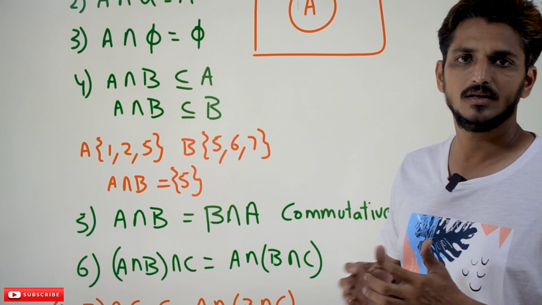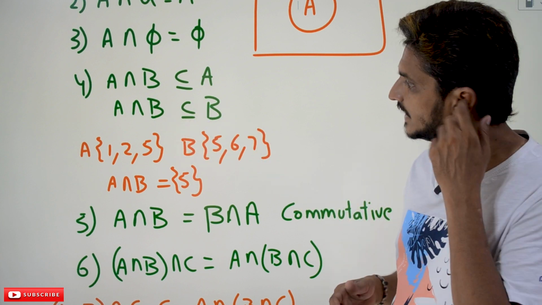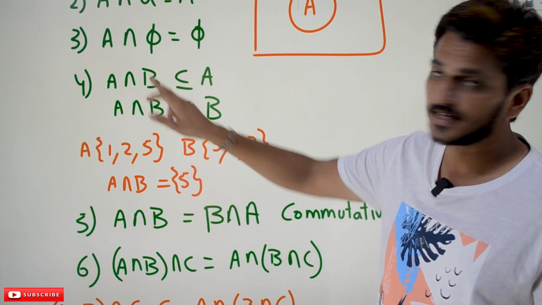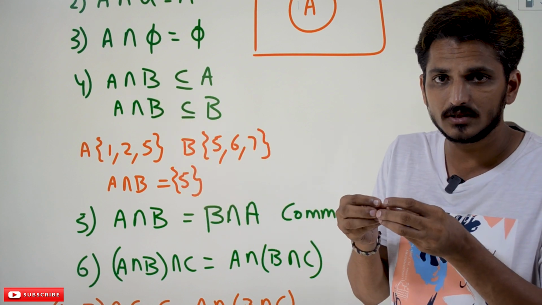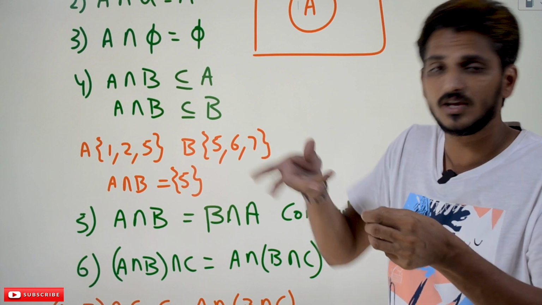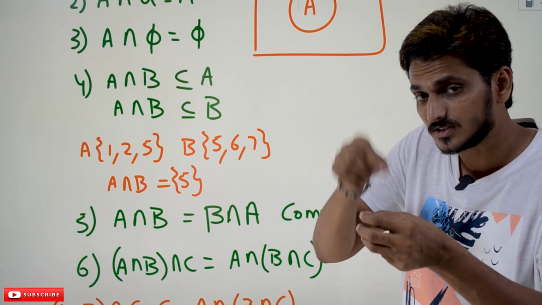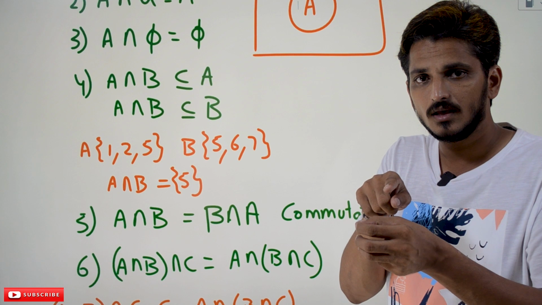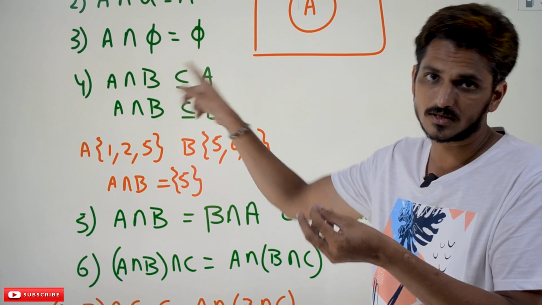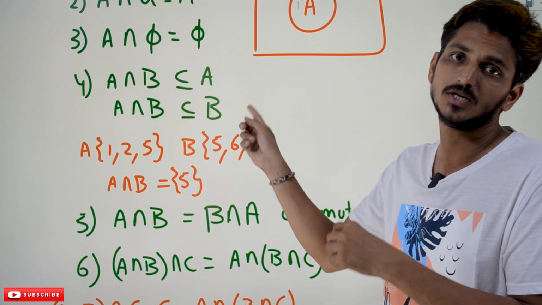Now coming to the next one, A intersection B subset of A, and A intersection B subset of B. With an example you are going to understand it better. A intersection B means the common elements. That is definitely a subset of A. A common element means it is present in both A and B. The common elements are a subset of A, and the common elements are a subset of B.